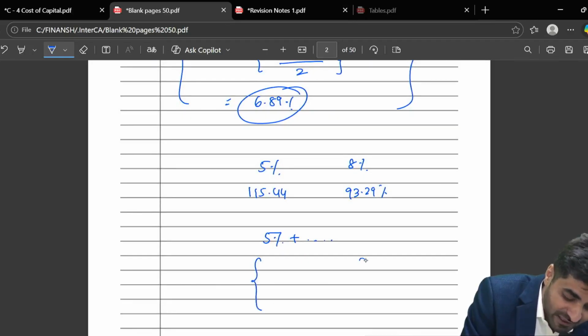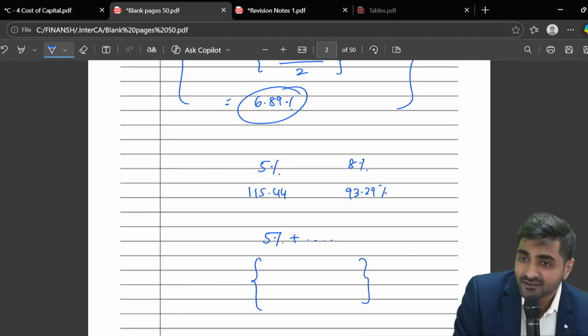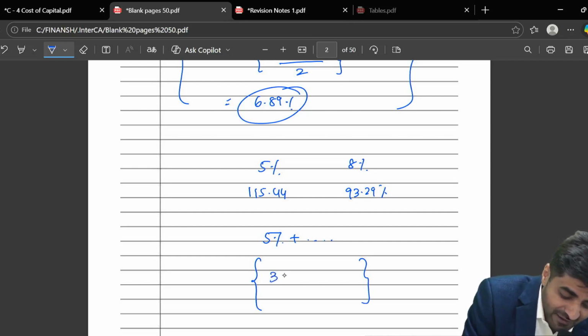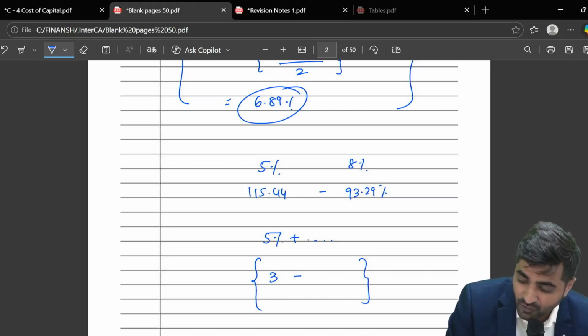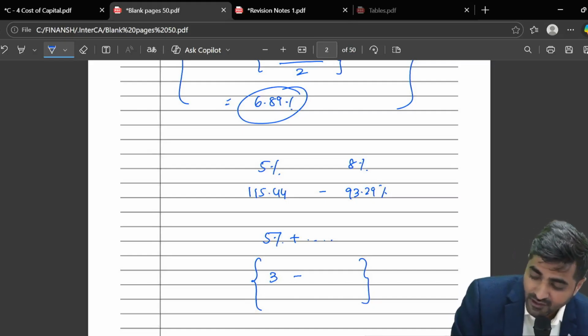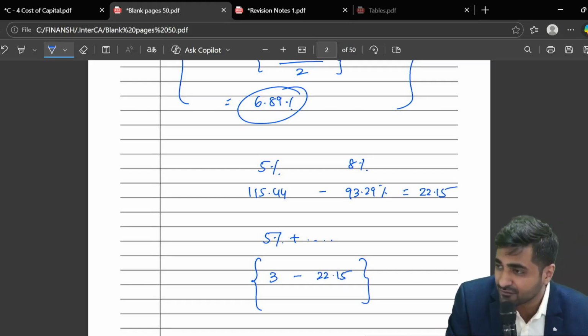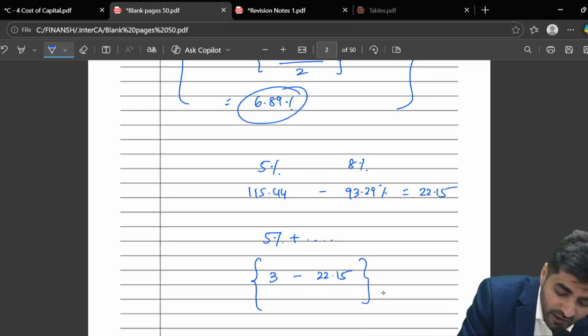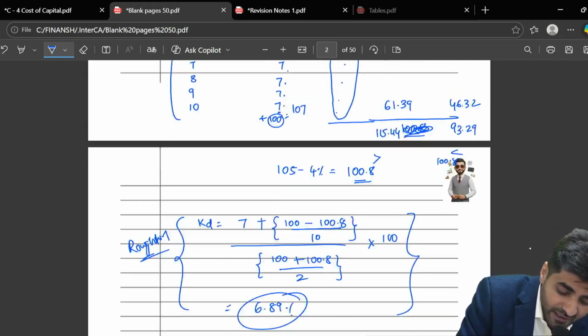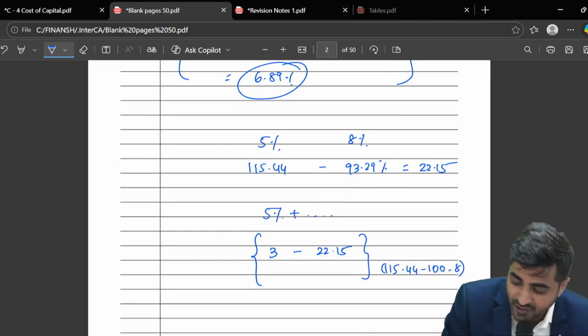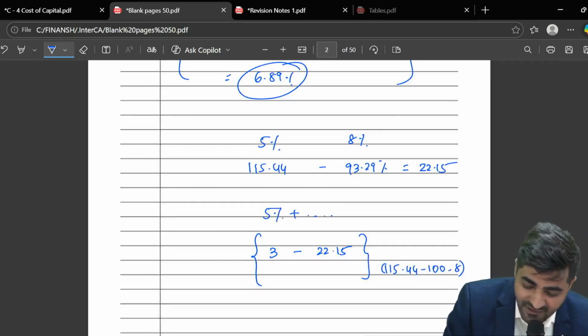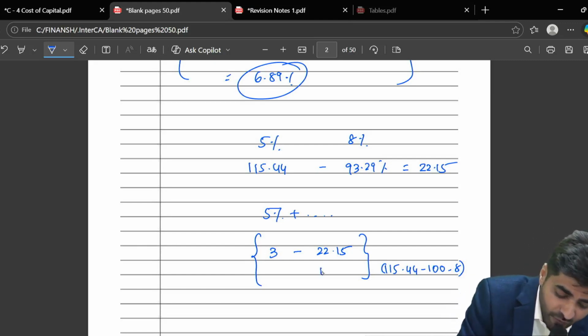Now please tell me what's the difference between 5 and 8? 3% is the difference. Now at 3% difference, how much have I discounted? So that is 115.44 minus 93.29. Can I say I have total discounted 22.15? But I don't want to discount 22.15. From 115.44, I just have to reach how much? 100.8.